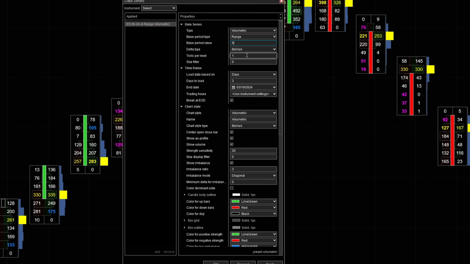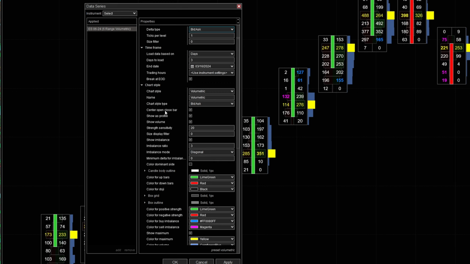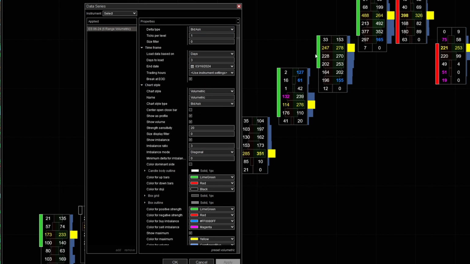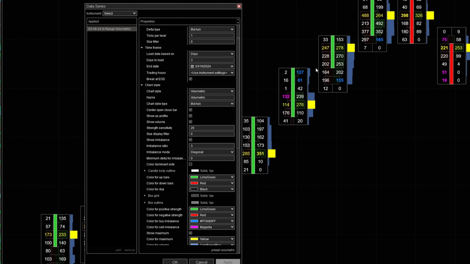Now we can see the delta type can be the bid ask, or we can change this to up or down tick. I keep this on the bid ask, ticks per level 1, size filter 0, center open close bar. Now, if we uncheck this box right here and I click apply, one thing you'll notice is the candlestick right here will go on the outside. I prefer to have mine on the center. I hit apply and it goes back towards the center. Now, show as profile. If I uncheck this right here, you'll notice that inside you just see numbers.